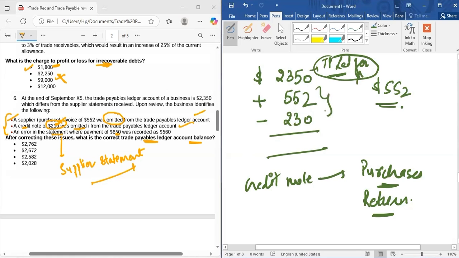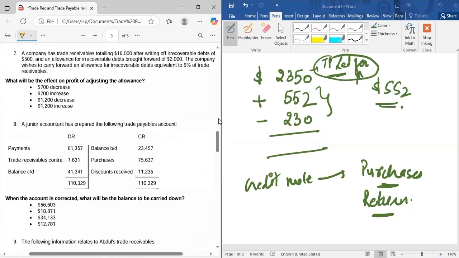When you adjust it, you will get an amount of, let me calculate, 2350 plus 552 less 230, 2672. Okay, which is option B. Many students would adjust this too, because they will not read this word statement. This statement means the supplier statement. We will not make any adjustment of this third difference in our trade payables ledger, right?